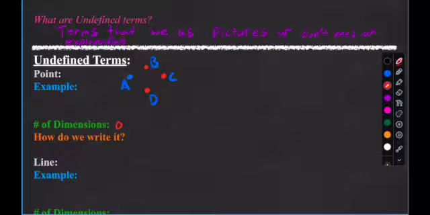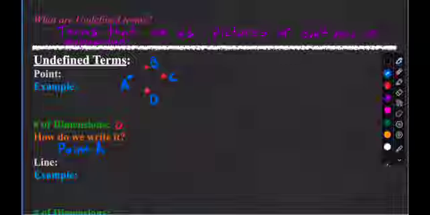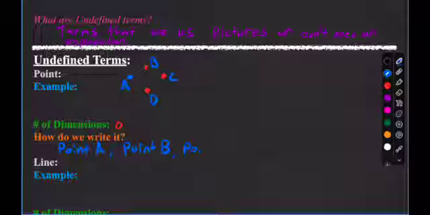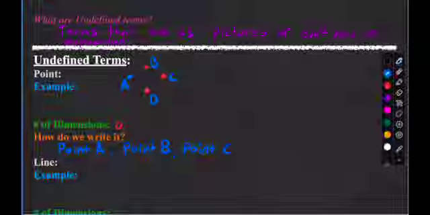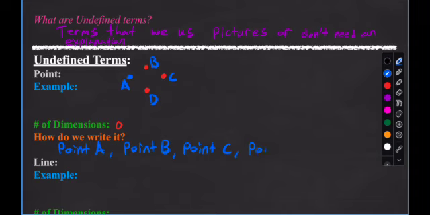How we write it or how we talk about it: if we were to see just a point on a page, we just say, okay, this is point A, or we can say point B, or we can say point C, or we can say point D. So we are listing out what the point is and where it's located.